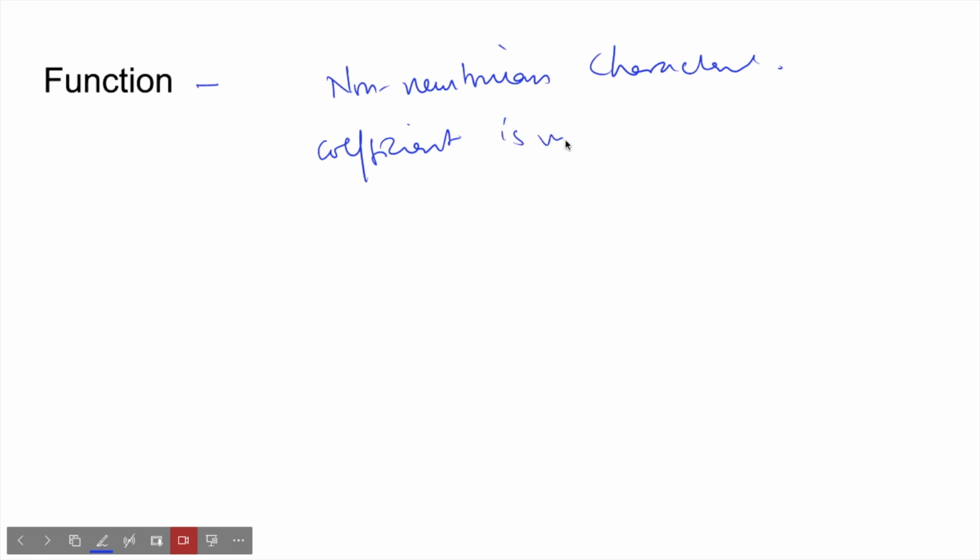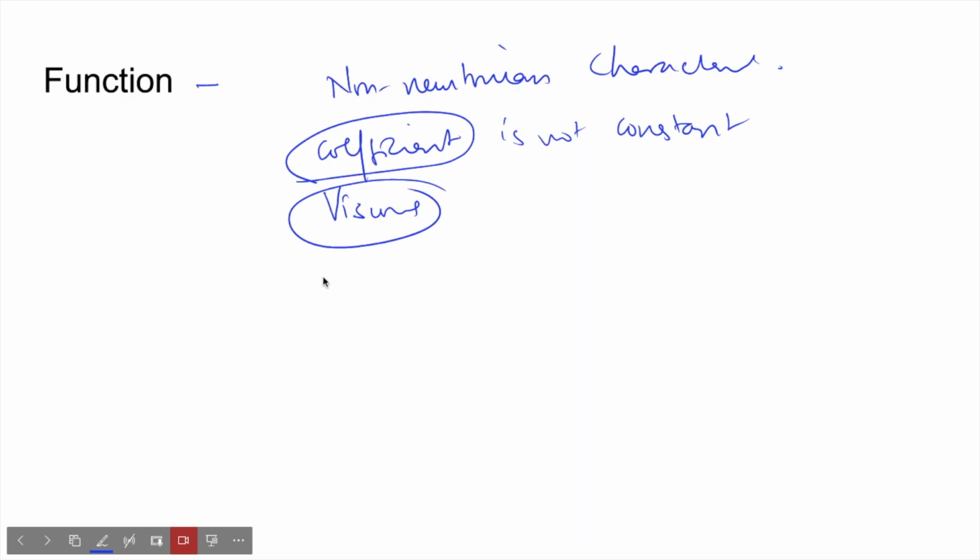Synovial fluid exhibits non-Newtonian characteristics. That means the coefficient of viscosity is not constant. The fluid is not linearly viscous, it is not uniformly viscous, and the coefficient of friction is not constant. These are the two characteristics, and it demonstrates non-Newtonian type of characteristics. This is a very important feature of synovial fluid.